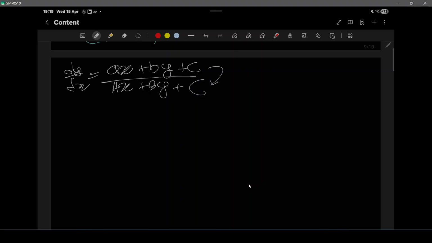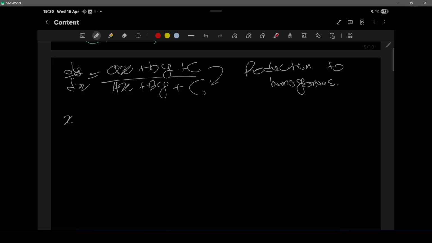But we can simplify this equation to a homogeneous equation. We call this method reduction to homogeneous equation. Okay, this is reduction to homogeneous. How can it be done? It can be done as follows.